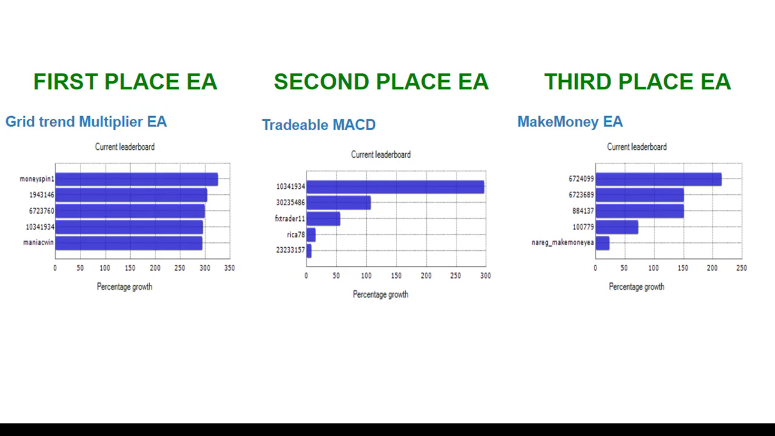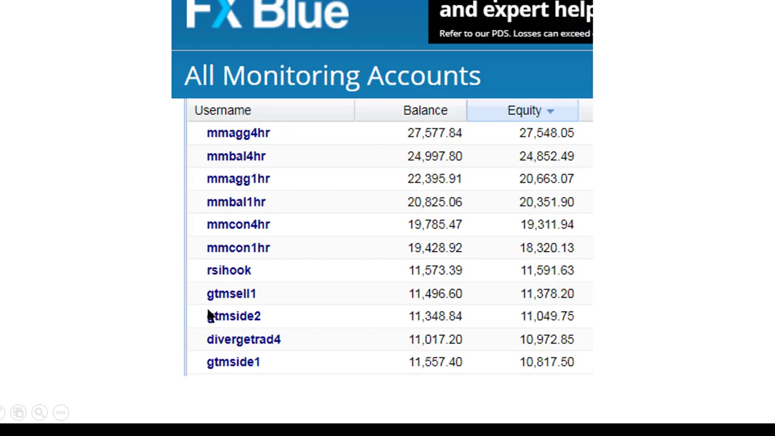Now, I can assure you, the people that traded there did not use set files. They did not use set settings or the same settings throughout the competition. And that's the point I want to make. This is a trading tool and not a set and forget EA. Furthermore, you can see that the grid trend multiplier is doing pretty well in all our monitoring accounts that we have. You can see the make money is by far the leading EA, but the grid trend multiplier is not far behind at this stage.